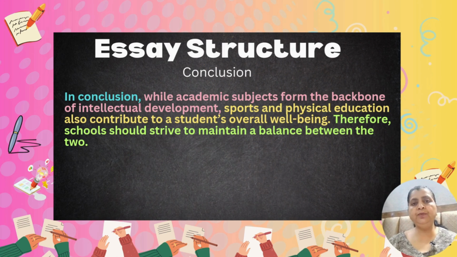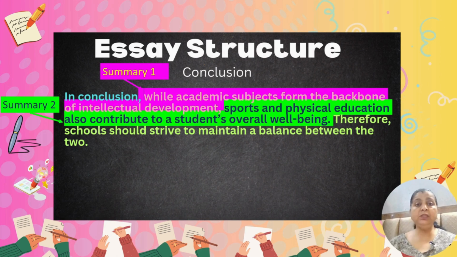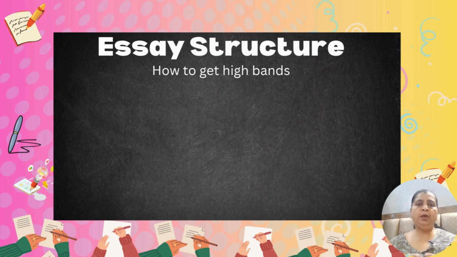So, this is the conclusion of the essay that we have been writing so far. This was the summary 1 of your first paragraph. This was the summary 2 of your second paragraph. And this was the restatement of your opinion. The task that was given to you, you have achieved your task. I hope I was able to explain to you how to write an essay technically.